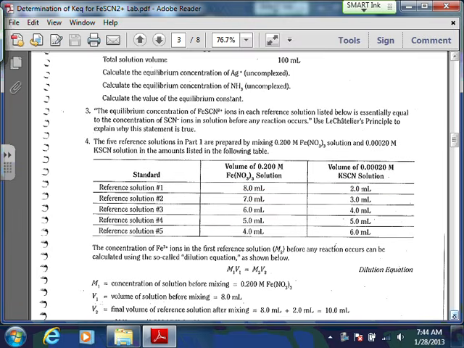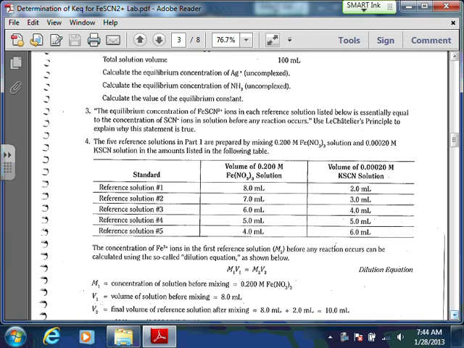number 3 here, the equilibrium concentration of the FeSCN2 plus ions in each reference solution listed below is essentially equal to the concentration of the SCN minus ions in solution before any reaction occurs. Use Le Chatelier's principle to explain why this statement is true. Well, we kind of talked about that one earlier when I was explaining how the lab is going to work. So I think hopefully that makes sense. Just see what I said before when I was referencing the equilibrium equation that we're going to use in this one. I think you can answer that question.